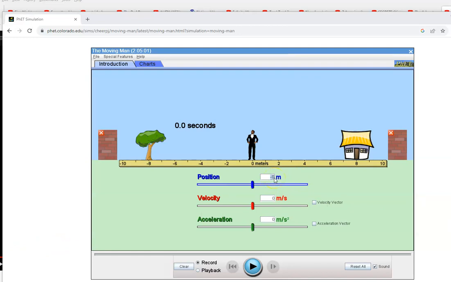You can change each of these quantities by clicking on their box, typing in the numerical value you desire, press enter, and the moving man will adapt those values. Then you start the moving man moving by pressing the play button.